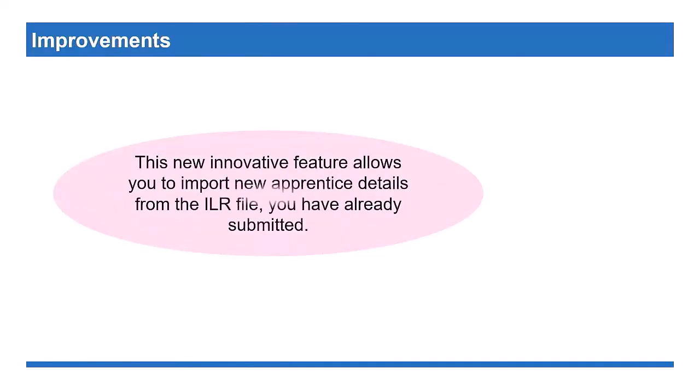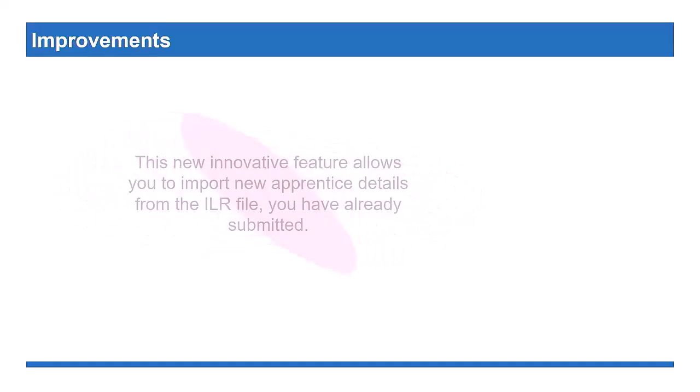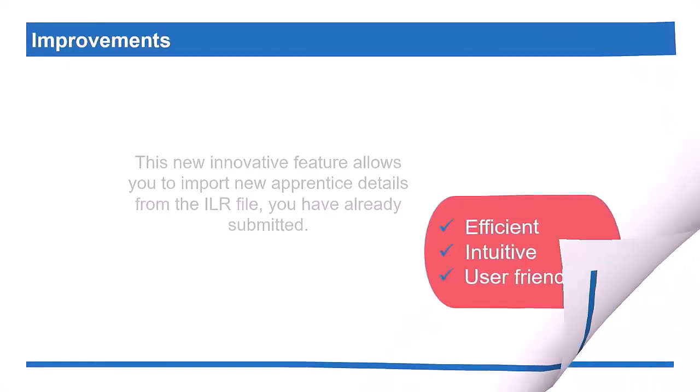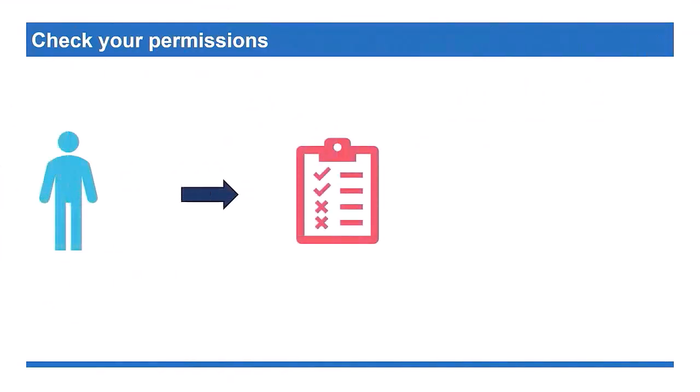With this new innovative feature, you can use details from the ILR file you have already submitted to add apprentice details, making the process more efficient, intuitive and user-friendly. To use this new feature, make sure you have the correct provider permissions to add apprentices to your account.